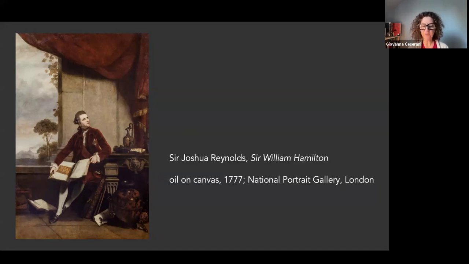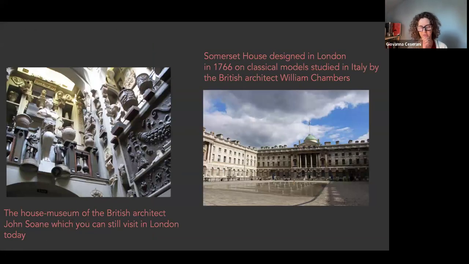But also in the explosion of classical architecture that transformed both private houses and the public faces of northern cities in the 18th century, the importance of travels of architects to Italy cannot be underestimated. And I just give you two examples here. These are two pictures. On the left, you see an image of the house museum of the British architect John Soane, which you can still visit today, preserved incredibly well, if you are in London.